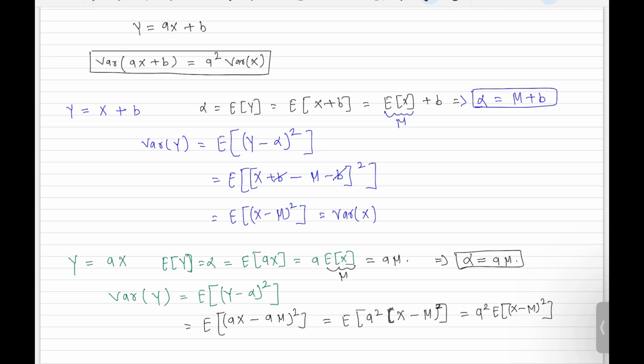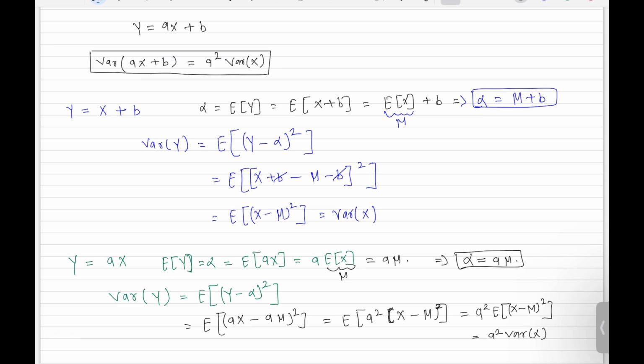Now if you look at this, the expected value of x minus mu whole square is nothing but the expected value of the square distance of random variable x from the mean, right? So this is nothing but the variance of x, the variance of random variable x.